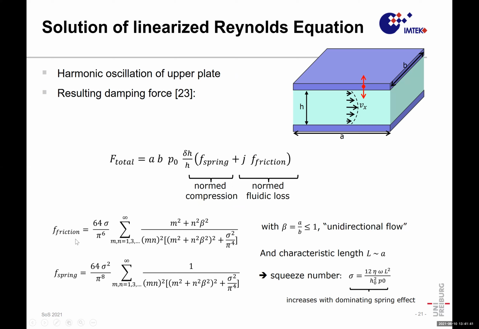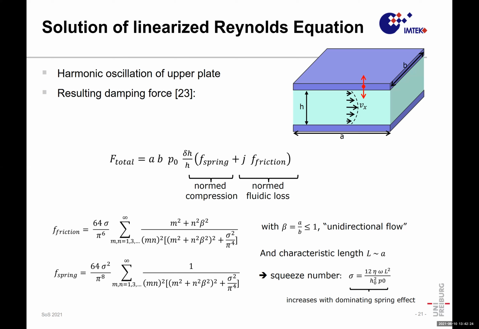And the solution for those friction and spring terms is given here as a series with relation to the ratio of width times A times B. And we simplify this sigma here, which is called the squeeze number, like a characteristic number for the effects that are showing up here. Squeeze number, simply if it is high, we can imagine then squeezing is predominant. If it is low, the losses are high.